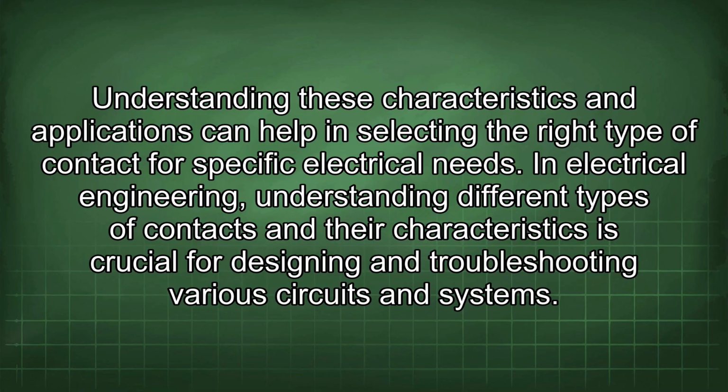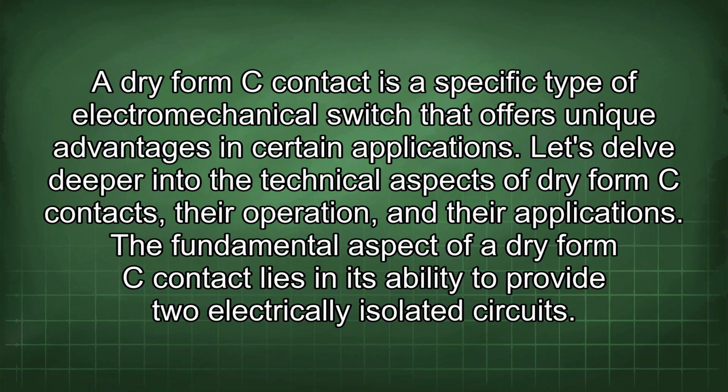In electrical engineering, understanding different types of contacts and their characteristics is crucial for designing and troubleshooting various circuits and systems. A dry form C contact is a specific type of electromechanical switch that offers unique advantages in certain applications. Let's delve deeper into the technical aspects of dry form C contacts, their operation, and their applications.